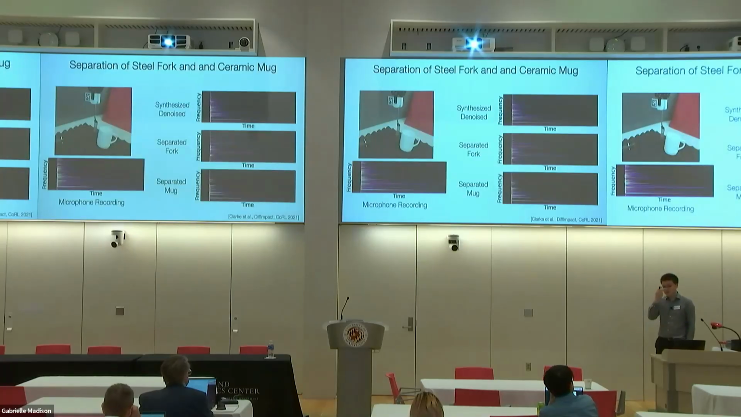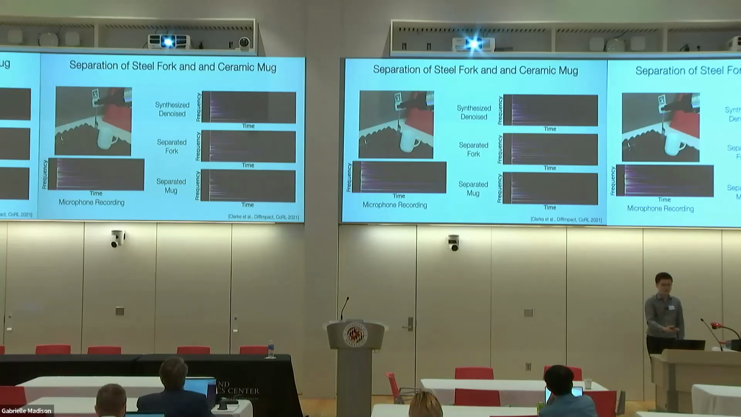Here are some example results. Using a microphone to record the interaction sound, it's a composition of the sound of the fork and the sound of the mug, right? Then, using our differentiable framework, we can actually reconstruct the sound. This is the original sound recording, it's a composition. You can see there is also some noise in the yellow circle. Then we can synthesize the denoised sound and also separate the fork sound and the sound of the mug, to understand the physical properties of different types of objects in a fully differentiable way. So here's one application.